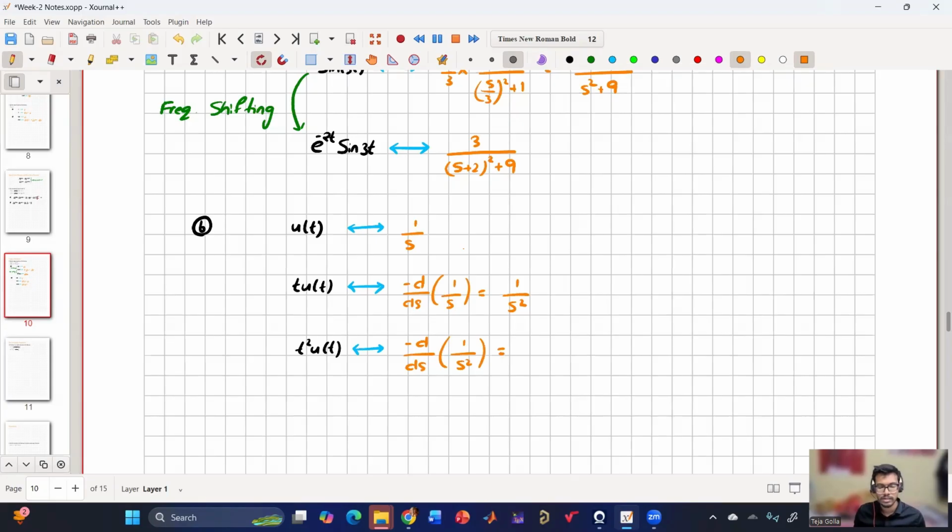Is that clear? Yes, sir. Others, what about others? It is clear, right? I have started from u of t, which is very known, 1 by s. Then I have added t, it is frequency differentiation, again frequency differentiation. So two times I'm differentiating. So what will be the Laplace transform?